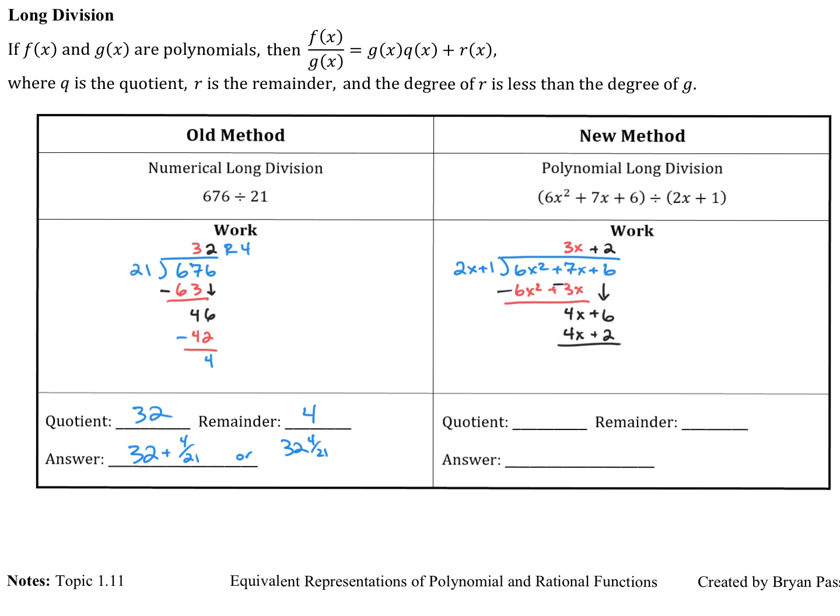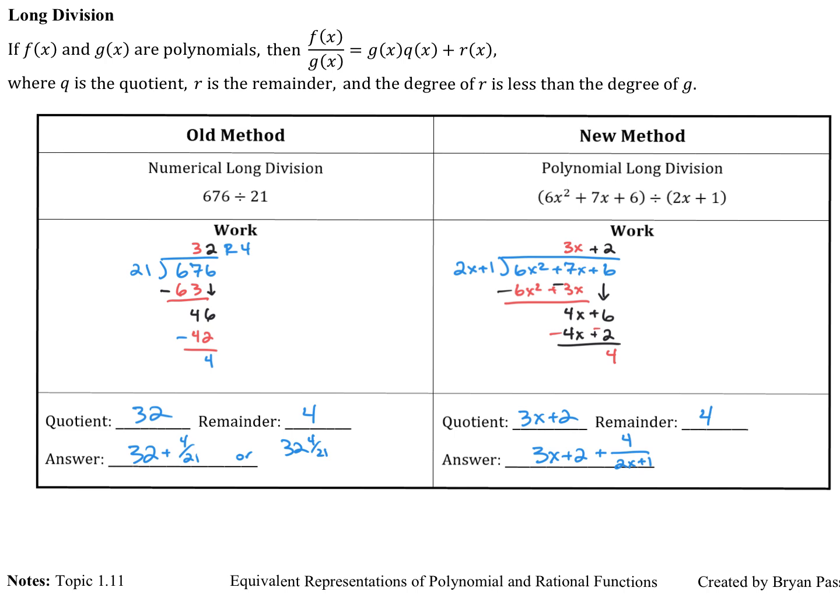2. And then what would I suggest you do? Distribute the negative. So we go pew, pew. And so then what are we left with? 4. And so now my quotient is 3x plus 2. My remainder is 4. And so my answer is 3x plus 2 plus 4 over 2x plus 1.